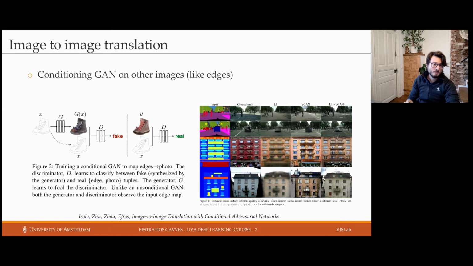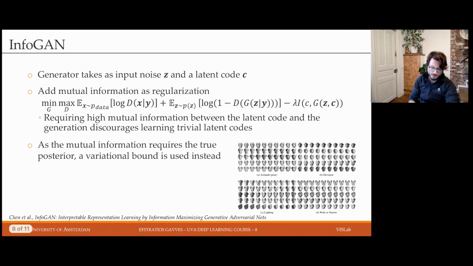And after GANs showed such good visual generation results, they were repurposed for all sorts of tasks. Image-to-image translation is a very interesting one, where Isola and others condition GANs on other images, like edge images, and then they can actually generate pictures that would correspond to those conditioned images. Again, here instead of conditioning on a label vector, we're conditioning on another image.